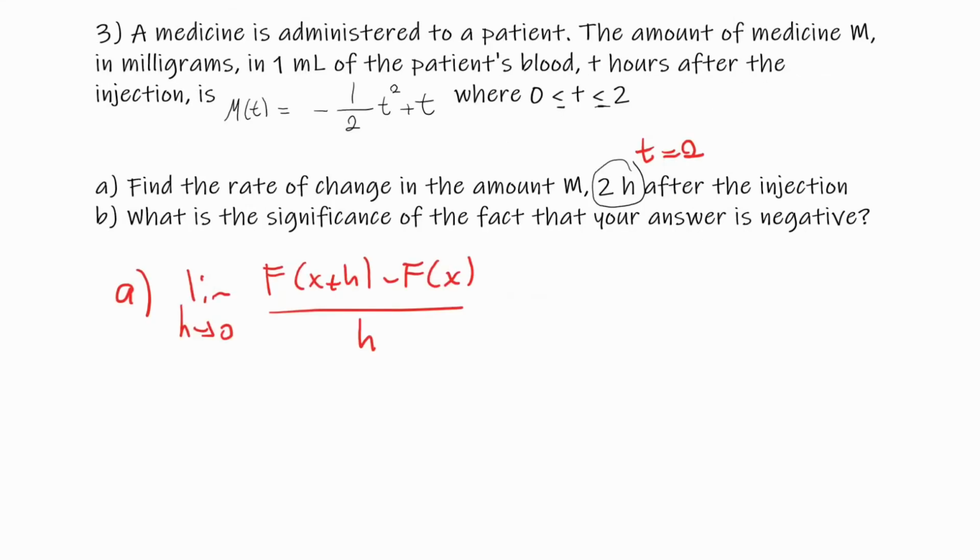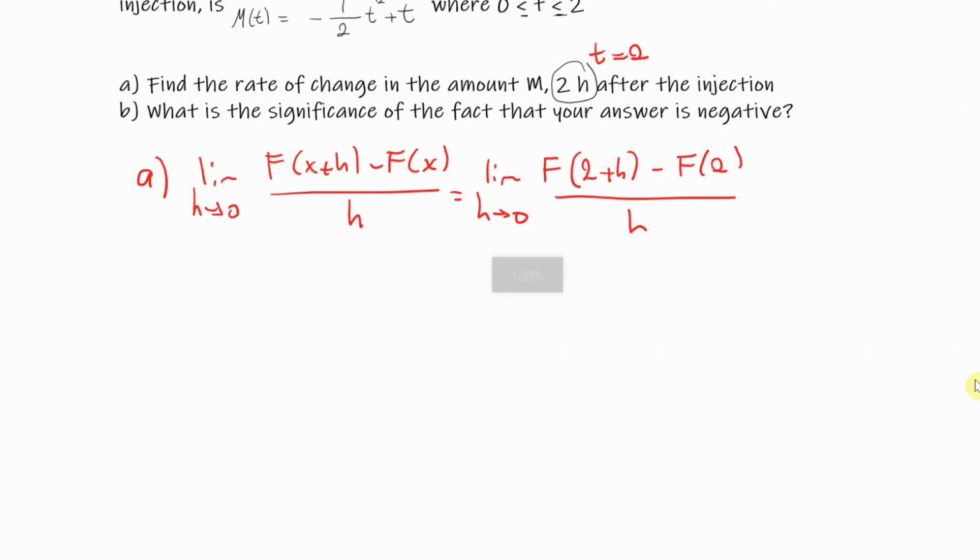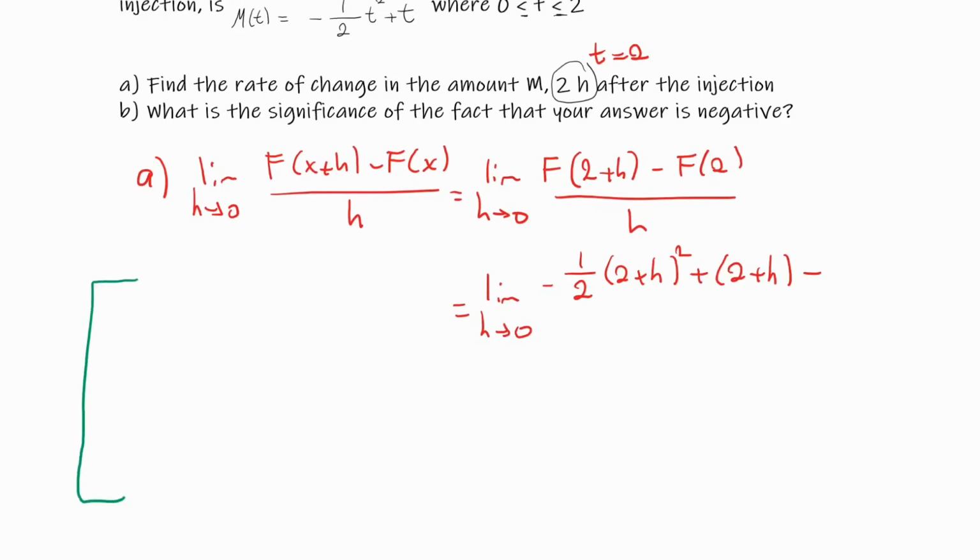So I start by writing my formula for finding the instantaneous rate of change. Instead of x, I'm going to replace it with t. So I know my t is going to be 2, so I write 2 plus h, and then minus f(2), over h. I'm going to plug 2 plus h into the original equation. Same thing with 2. So limit as h approaches 0, and then I have -1/2 (2 plus h) squared plus (2 plus h), minus. As soon as I plug in 2, just to make it easier, I'm going to do it in a box. So I'm going to plug in -1/2 times 2 squared plus 2.